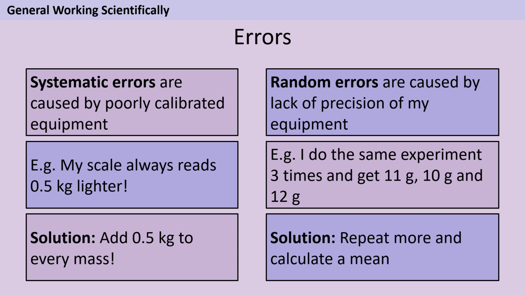When you collect that data, there will always be some error around the true value. So this could be a systematic error where there's an issue with your equipment and maybe say you have a balance that's always measuring half a kilo lighter, in which case you would just need to add half a kilo to all of your measurements.